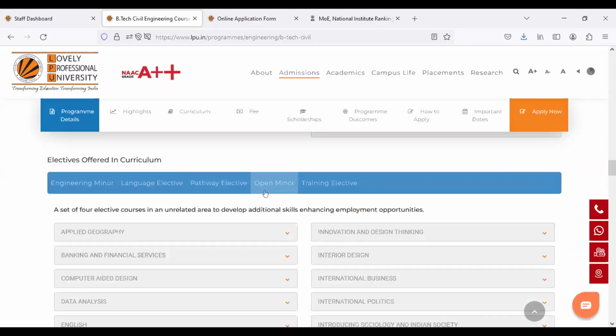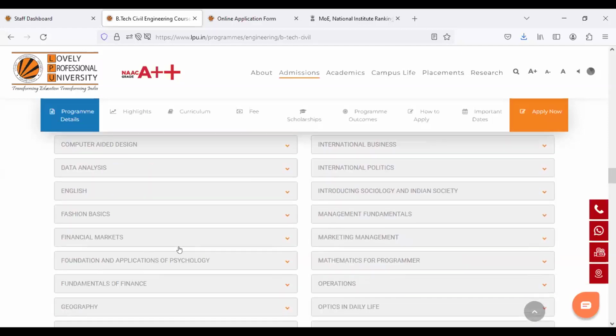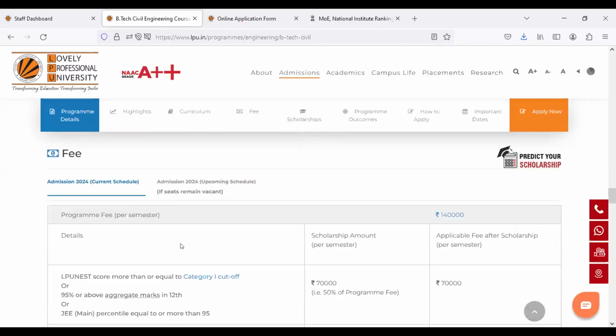Then we also have open minors. In open minors, suppose you are preparing for the UPSC exam along with your BTech civil engineering, then these are the open minors. If you are interested in studying geography, or you want to study history, then you can take these subjects along with your regular engineering degree. So you can prepare for the UPSC exam also.